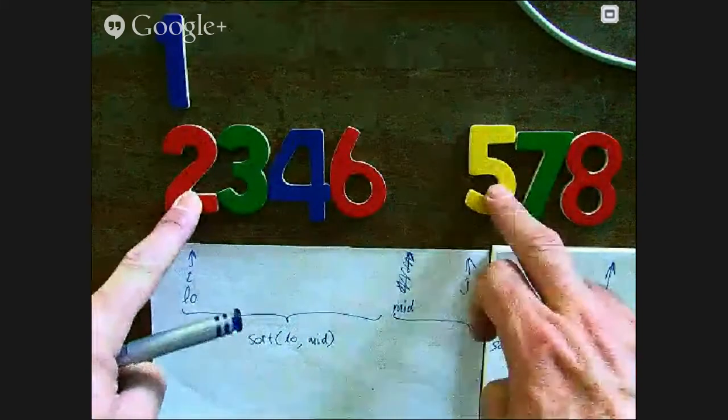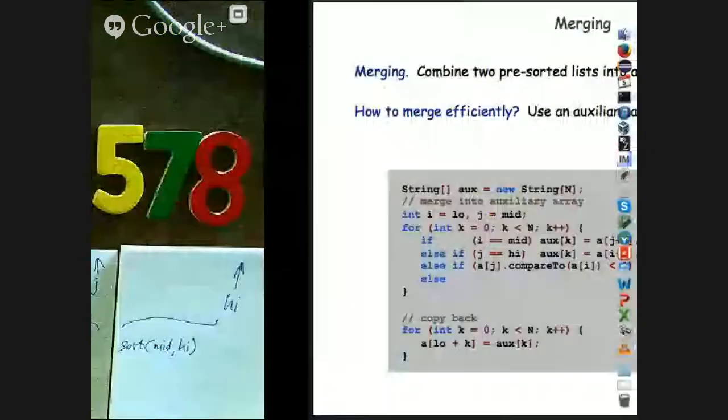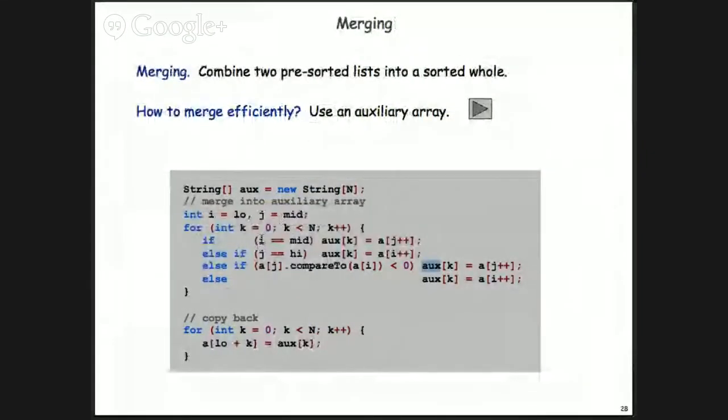So J is pointing to the 5, I is pointing to the 2, and I repeat my for loop. Let's skip that for now. I compare J and I again, 5 and 2, but 5 is not smaller than 2. So this isn't true. I do this else part of the if statement, which says put the element at position I in A at position K in aux. So I is this one. I put that in the next position, and I advance I. So I is pointing to the 3.